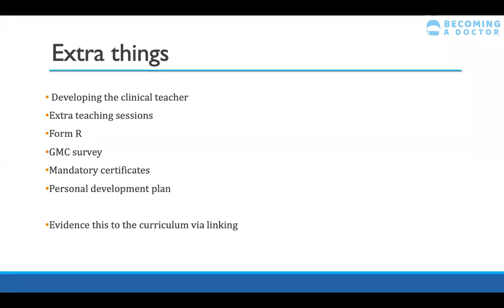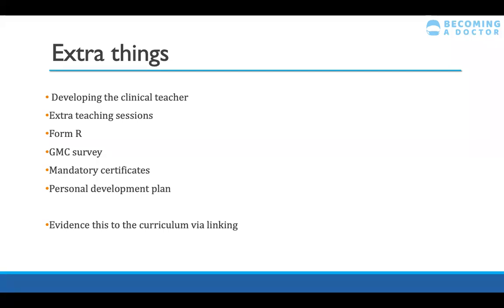The same as the GMC survey. Each year you get a link to the GMC survey, normally in your second rotation, to say how you feel your placement's gone, what's good, what's bad. And when you complete this, you get a number that you put into Horus to say that you've completed it.